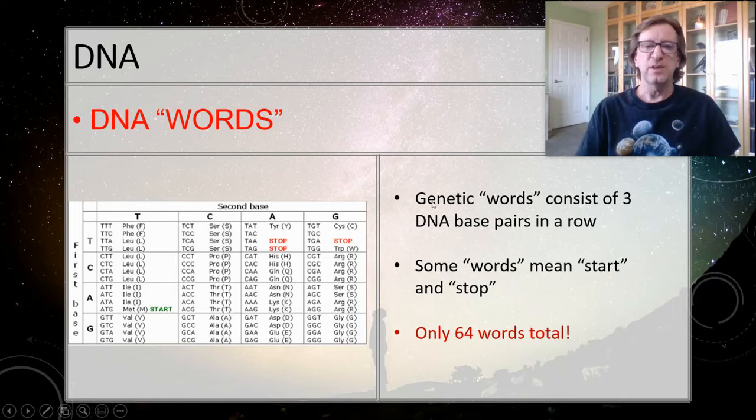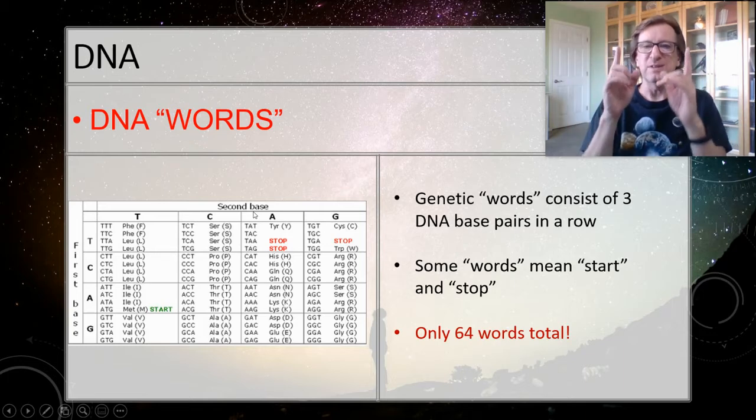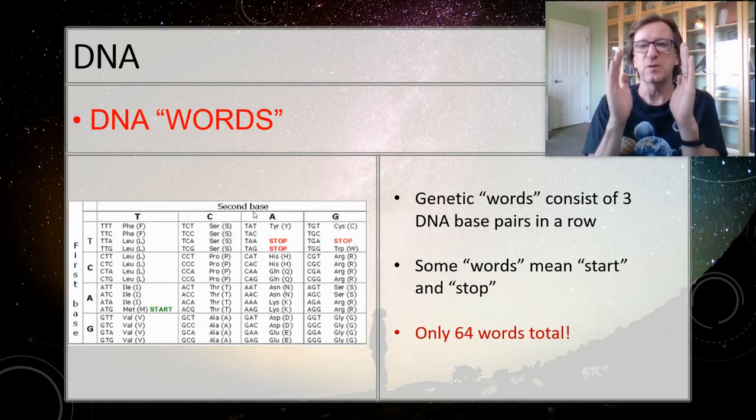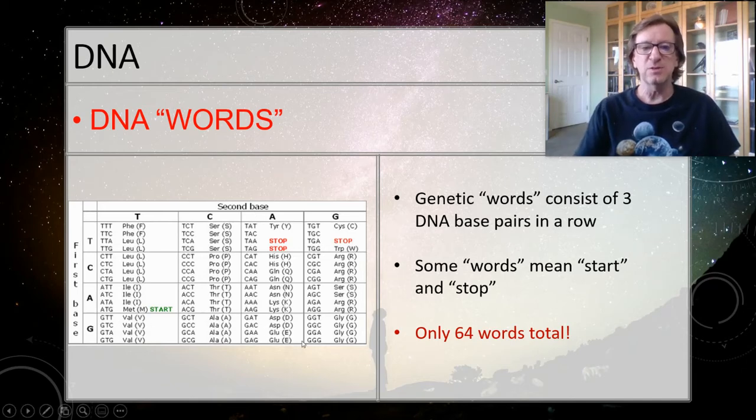Now, the words are formed from three DNA base pairs in a row. And as I said, some of them mean stop, some of them mean start. So basically, you'll have a sequence of DNA, and you'll have a word that says, okay, this is the start of the encoding of that trait. And then it will go on, and then there'll be a word that says, okay, this is the stop for the encoding of that trait. And interestingly, there's only 64 of these words total, and that makes up all of the traits that you see.